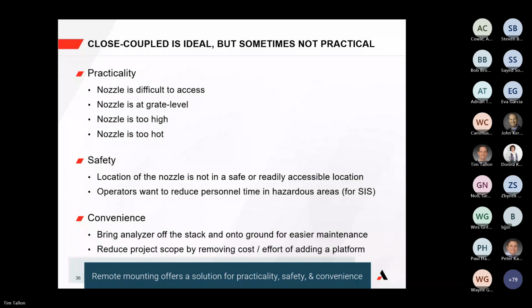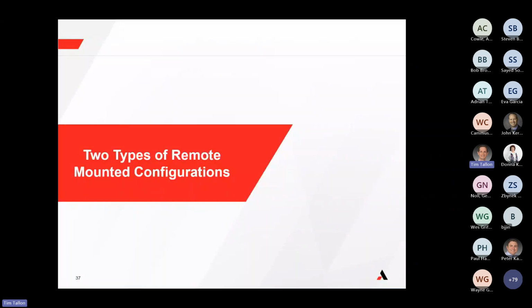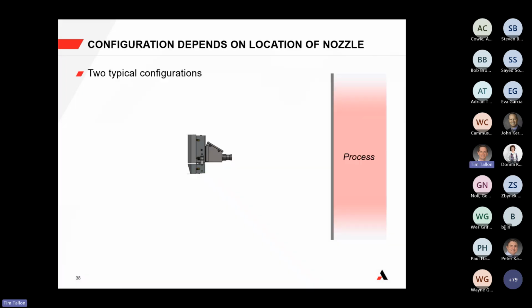All right, so now these are some of the practical reasons for remote mounting. Now let's talk about some of the configurations. So just from my point of view, there's really two general configurations. The first one would be just being mindful of the location of the nozzle. Going back to location, is the nozzle above the sensor or is it below the sensor?